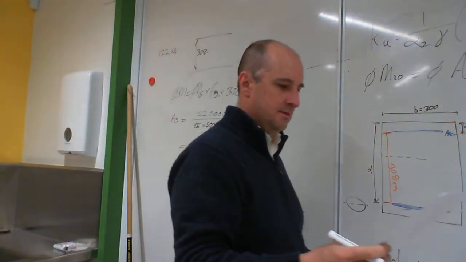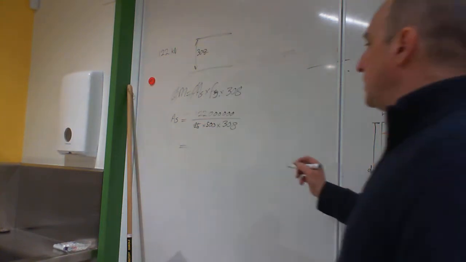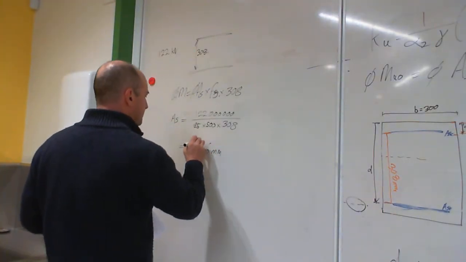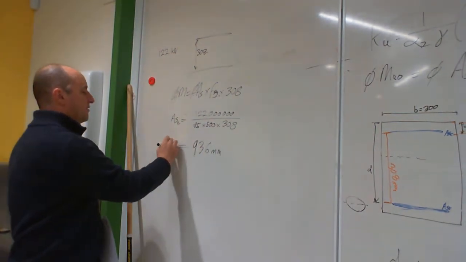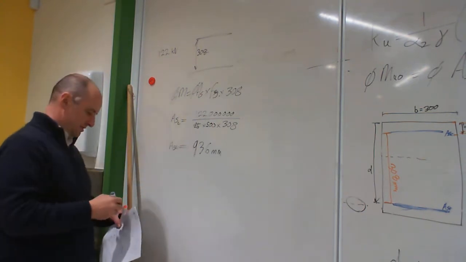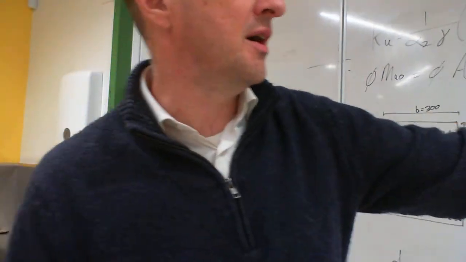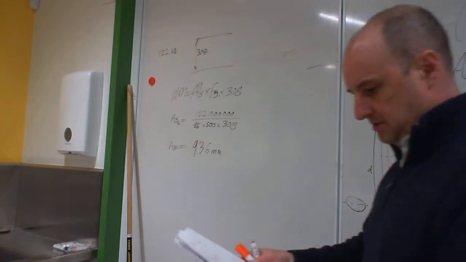Does anyone have that value? Yeah, here it is. And that should equal 936 square millimeters. So our additional area of steel in tension is 936 square millimeters in addition to that 1409. So we've worked out the bottom steel that we're going to need in this beam. Now let's work out the top steel.